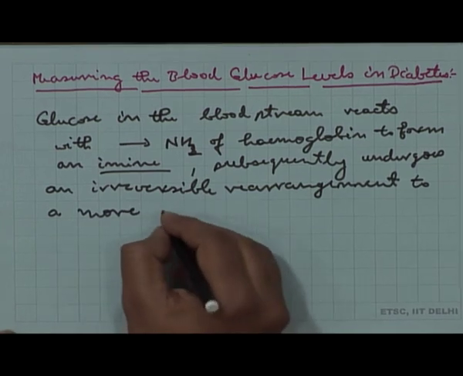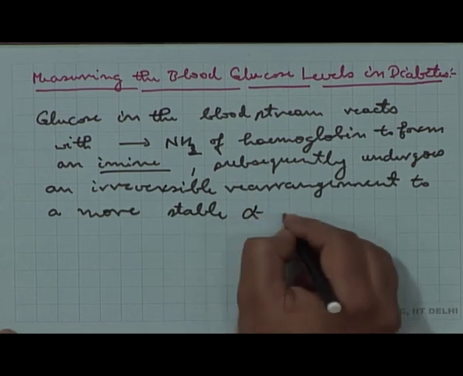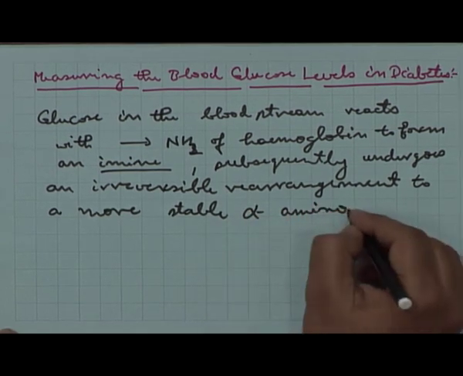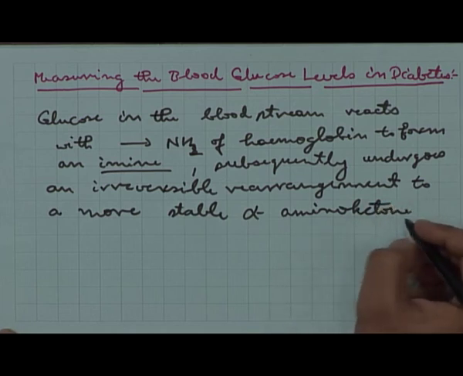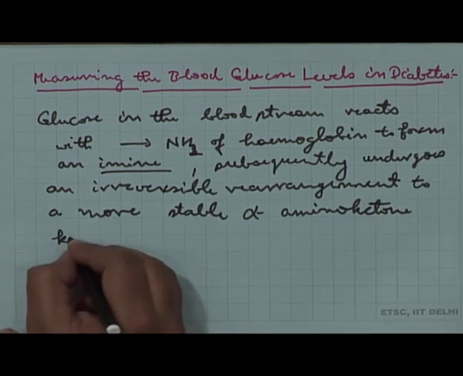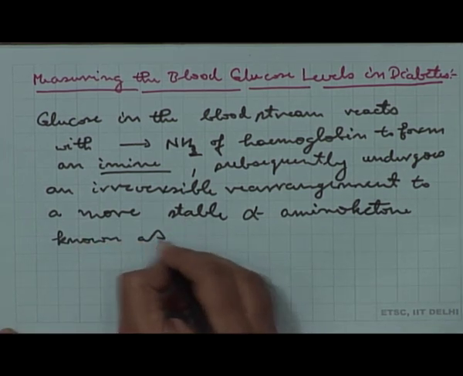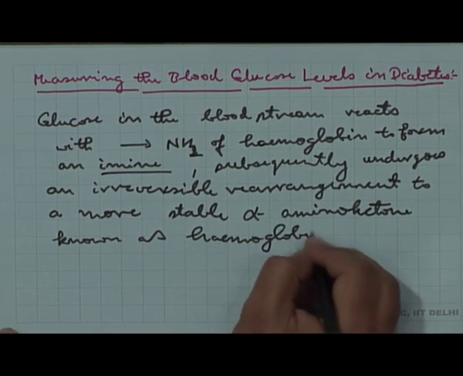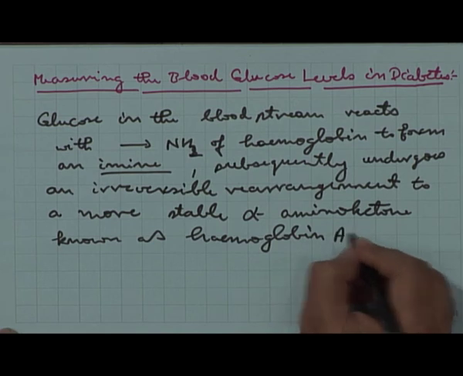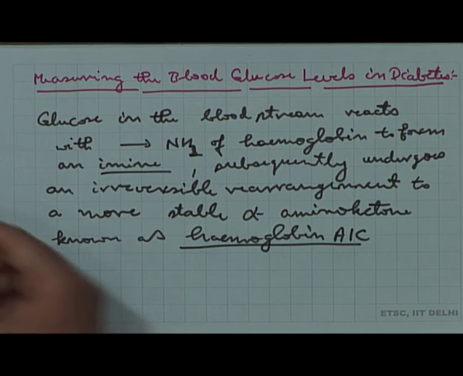The irreversible rearrangement gives a more stable alpha amino ketone, known as hemoglobin A1C. Now, I will write it in the equation form, same reaction.